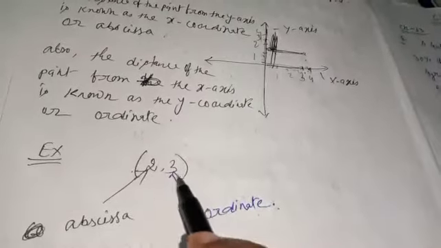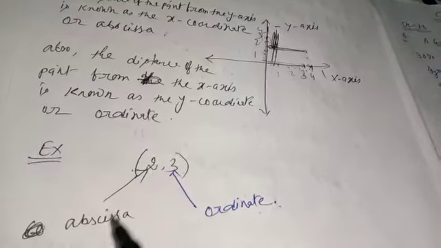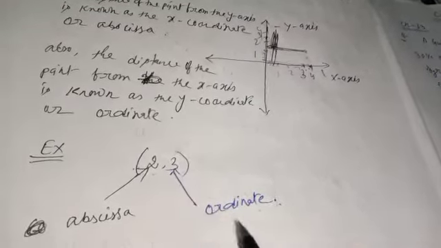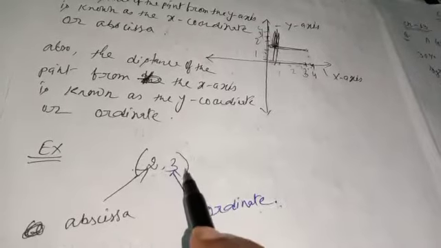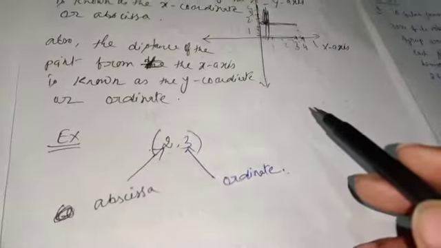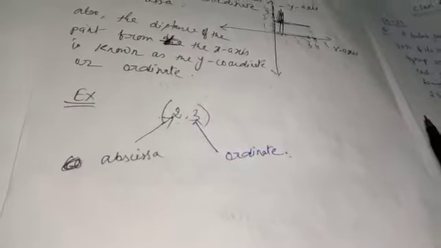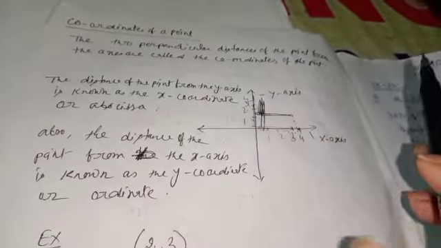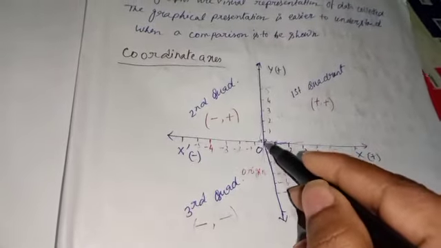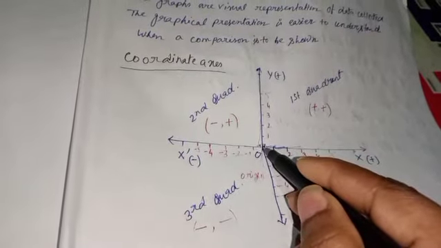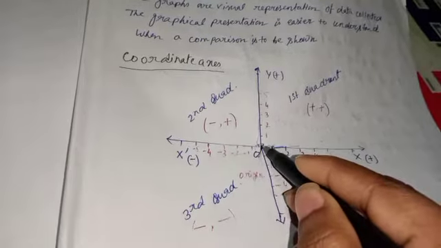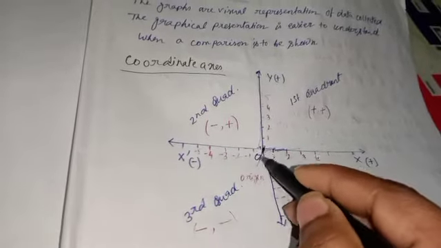See, for (2, 3), this 2 lies on the x-axis, so 2 is abscissa, and 3 lies on the y-axis, so it is called ordinate. Either positive or negative; I am taking positive as an example. It may be in any quadrant. Okay. So all of you understood this concept of the Cartesian plane and how to plot a point. And one more thing I forgot to tell you before: this point where the lines intersect is called the origin. This is called what? Origin.